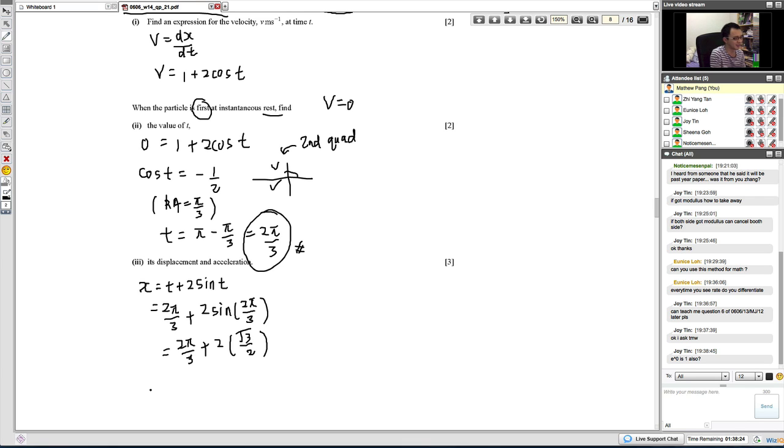Of course, you can write decimal if you didn't get this. The 2 and 2 I will simplify. So this is 2 pi plus 3 root 3 over 3. Or you can write in decimal if you want, but I will write like this.